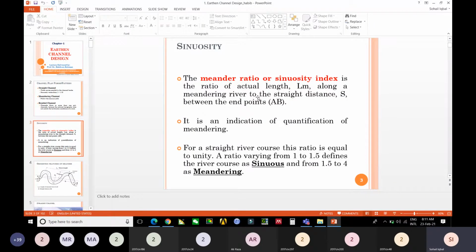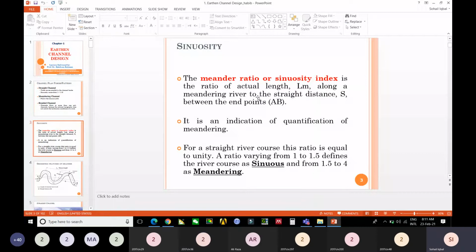In straight channels the value of sinuosity will be unity. Is it possible or not? Yes sir. Okay. How? Arun sir says, in both cases the actual path and the straight path are the same. Yes, okay, good.